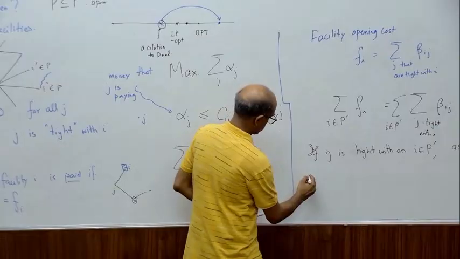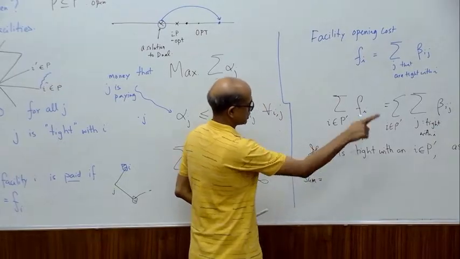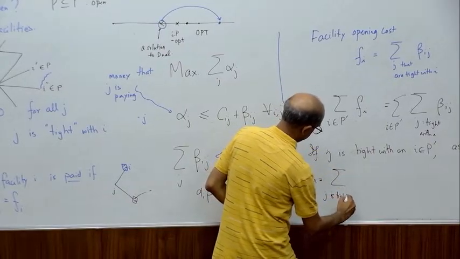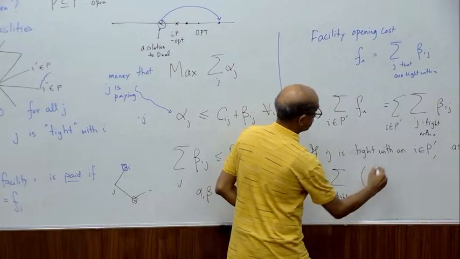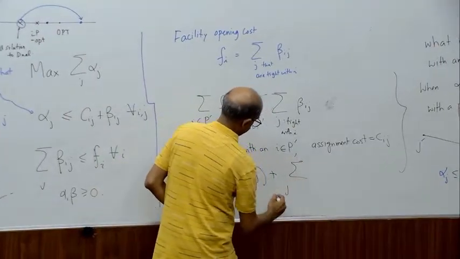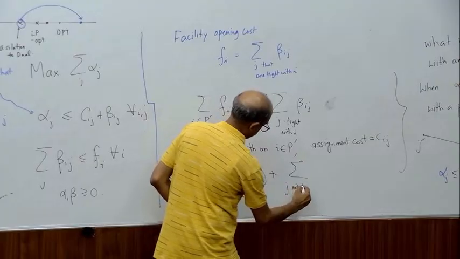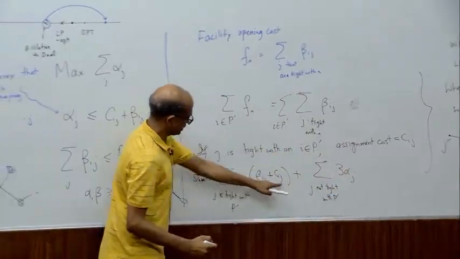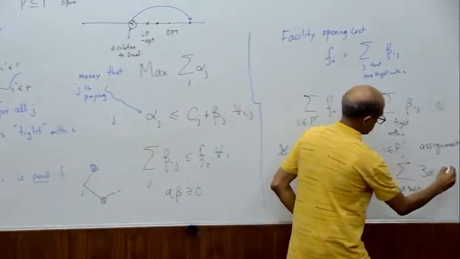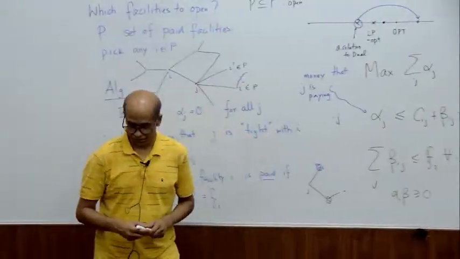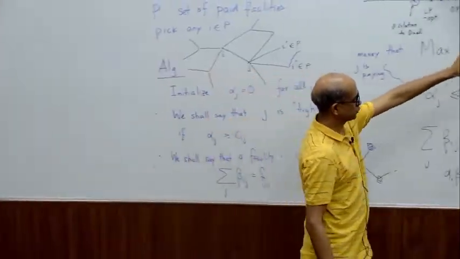Okay, so if you do the total sum, maybe it's an exercise for you today, to convince yourself that everything is okay: if J is tied with I prime with an open facility, then you get beta ij plus Cij, and if J is not tied with a facility in I prime, this is 3 alpha J. So this is again equal to alpha J, so you get overall at most 3 times the sum of alpha J. Okay, so that's the 3 approximation. I went a bit fast, I know, but maybe as an exercise you should do this last part yourself.